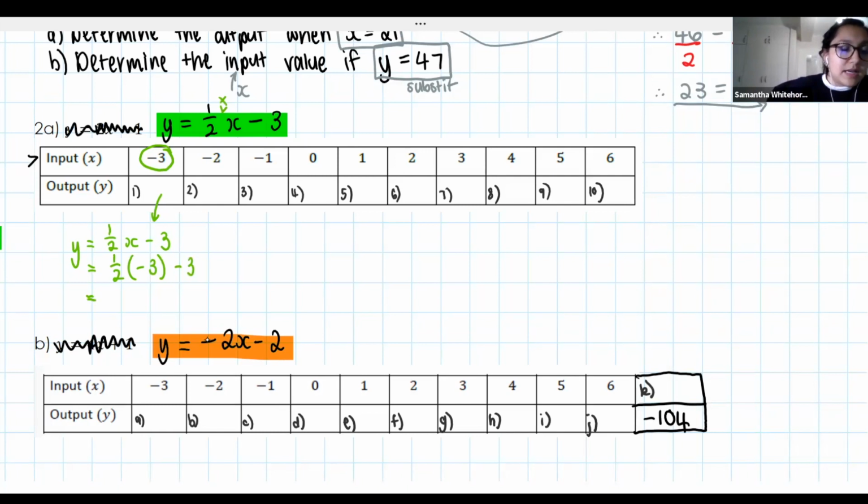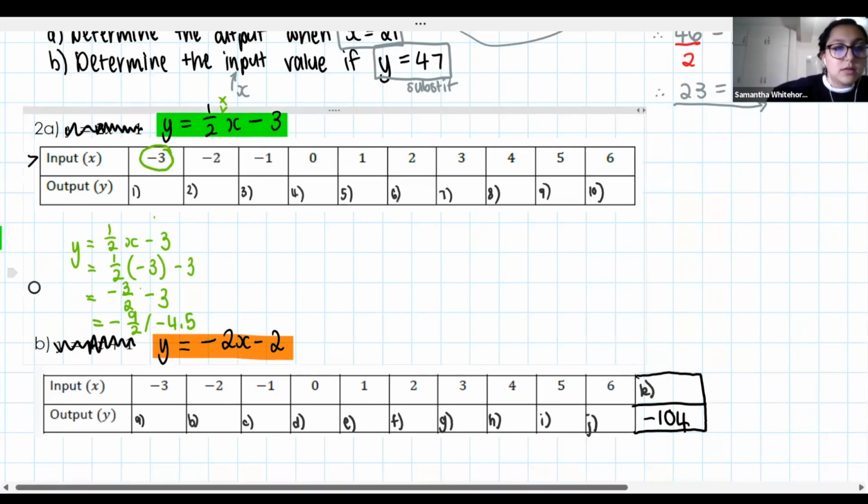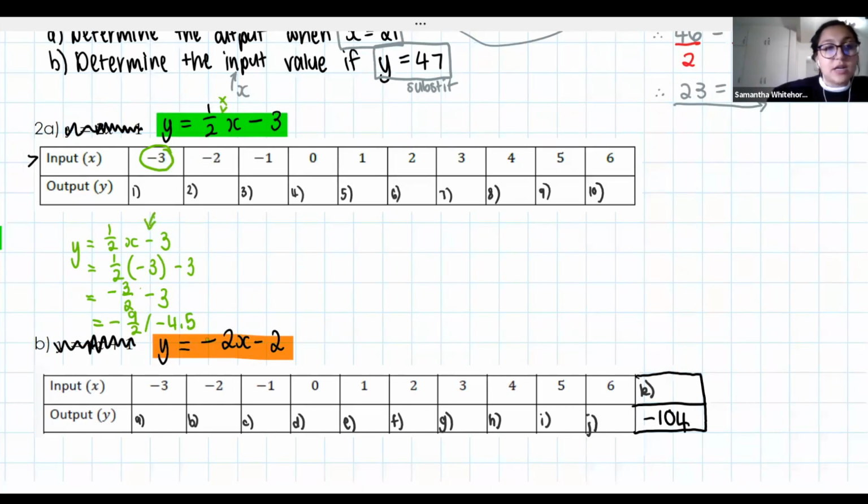So 1/2 times -3, sorry, my brain there, is -3/2, or you can say -1.5, it doesn't matter. But now we've got -1.5 minus 3, and that gives us -4.5 or -9/2. You can write it either way, I really don't mind. I personally prefer fractions, but I know that the decimal makes a little bit more sense. So I'm going to write it as -4.5.